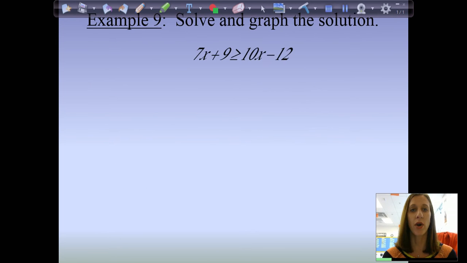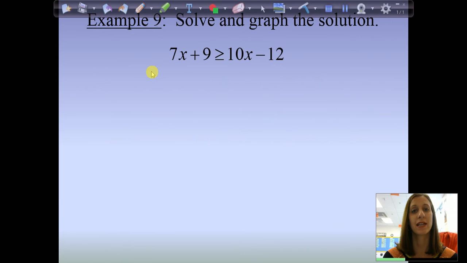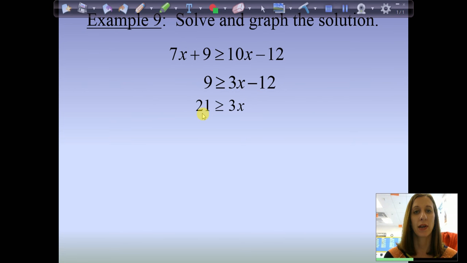Let's solve one more. This time we're solving an inequality that has variables on both sides. So we have 7x and 10x. We can move either one of these. When you're solving inequalities, I would be careful and try to make sure that you're moving a variable where you end up with a positive variable. So I'm going to subtract 7x this time. When I do that, I get 9 is greater than or equal to 3x, and then I still have the minus 12. Now I have one variable, and I can start solving. So I can add 12 to both sides and get 21, and then divide by 3.